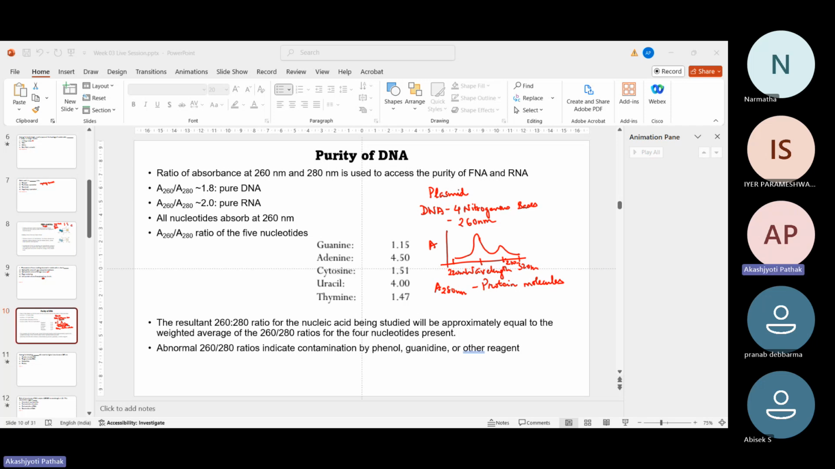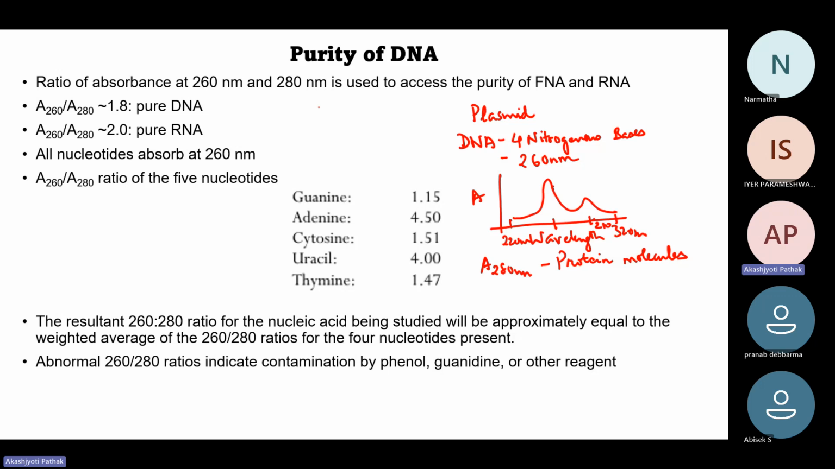So for assessing the purity of DNA, we take the ratio of absorbance at 260 nanometer and the absorbance at 280 nanometer. So why 280 nanometer? Because the protein molecules absorb very strongly at 280 nanometer, and specifically the aromatic amino acids. So there is a standard, a rule of thumb that is followed. If the ratio comes between 1.8 and 2, then we say that my DNA is pure.